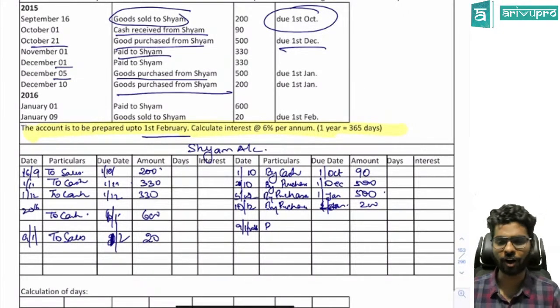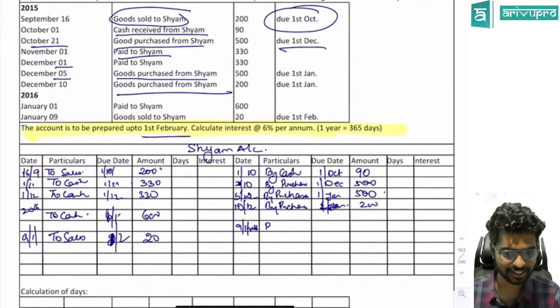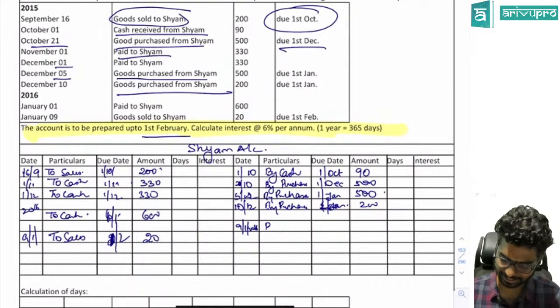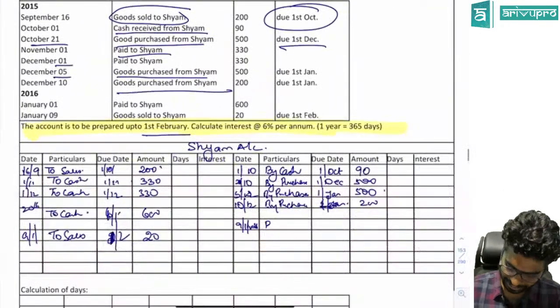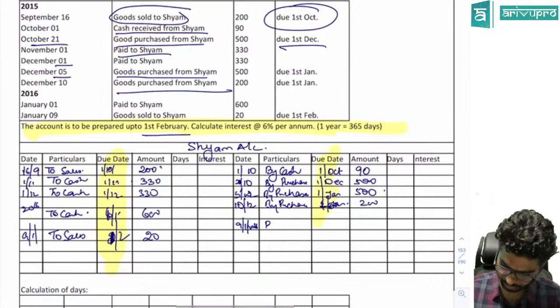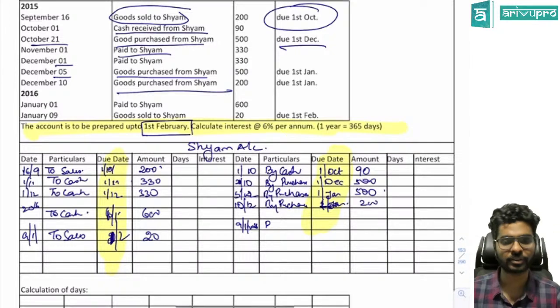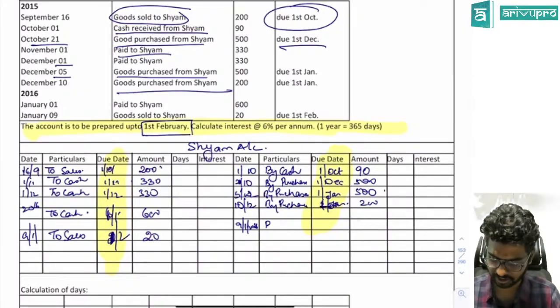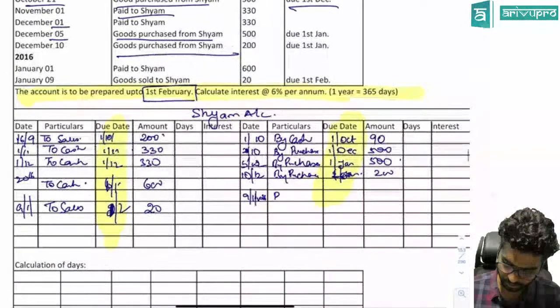Done. Now what is the difference between this and account due date? The concept is extremely simple. Guys, see here. Everywhere we have written these due dates, right? From this date, calculate the number of days till 1st Feb. For the first question, I will do it.